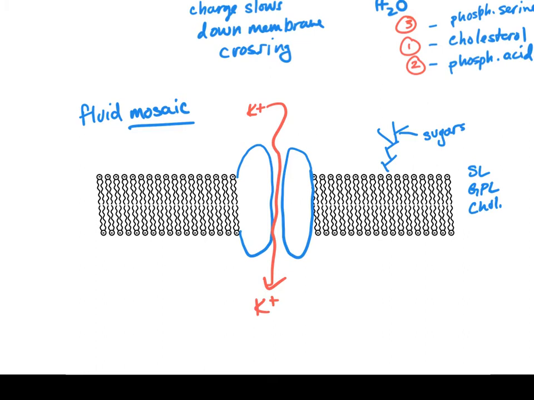This is called a protein channel, or an ion channel, because it lets ions through. Anything that's charged can get through membranes through a channel like that. Now, in general, we call these proteins integral membrane proteins. They're also called transmembrane proteins.